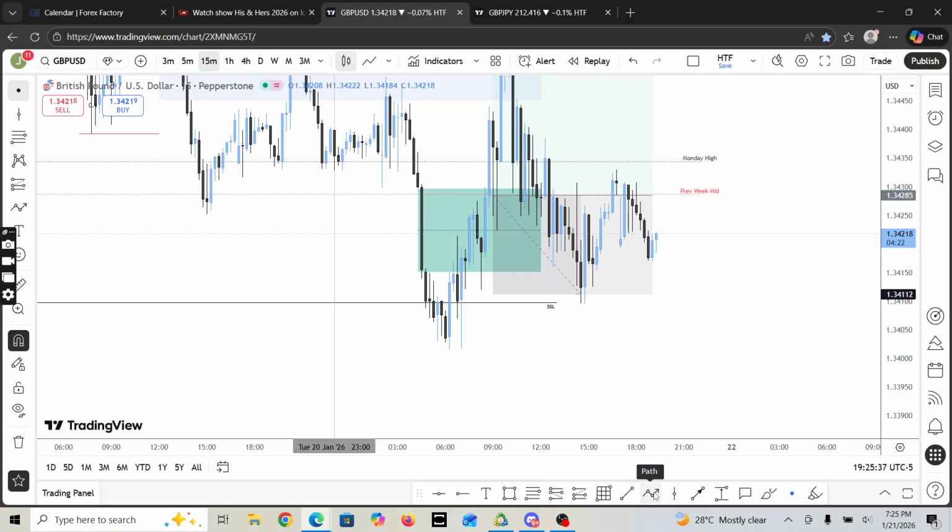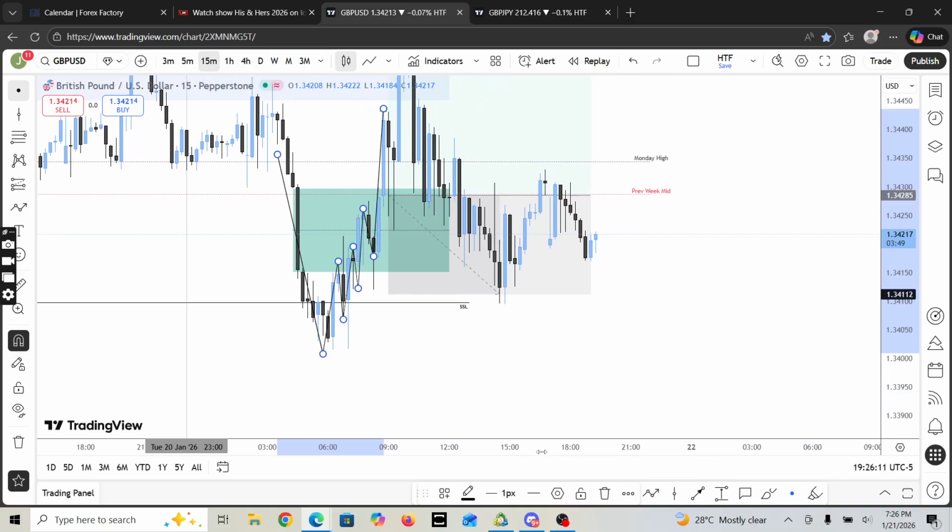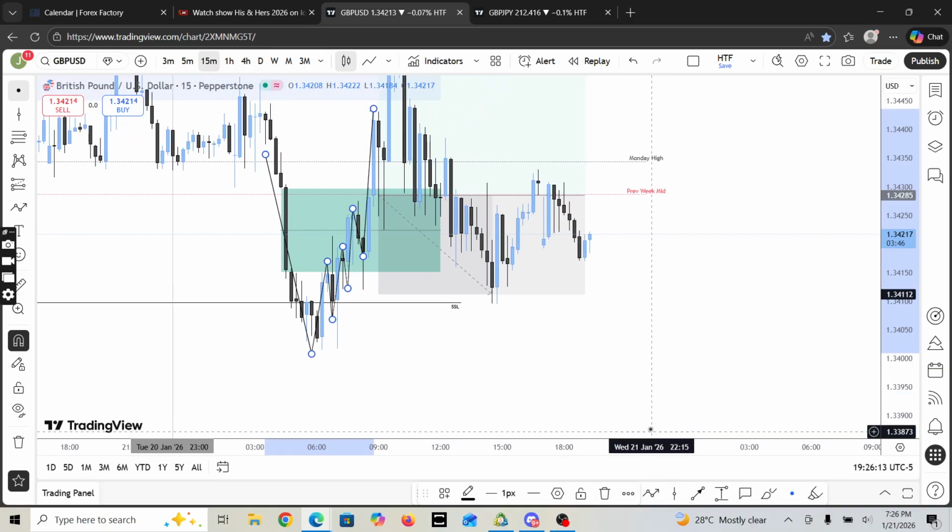This is what I'm trying to show. Price takes out the previous day's low, comes back here, closes above this one, a propulsion block forms here, then consolidates, closes above that, forms another propulsion block here in the inefficiency level, and then expands. All right, so here's what I did.